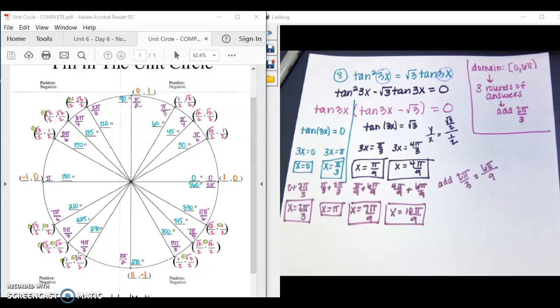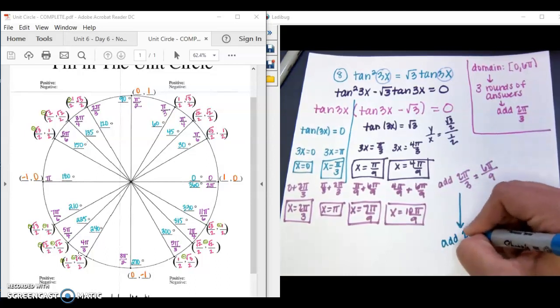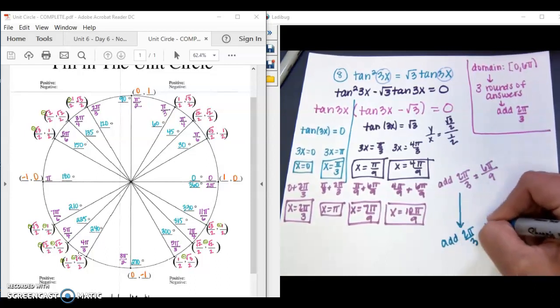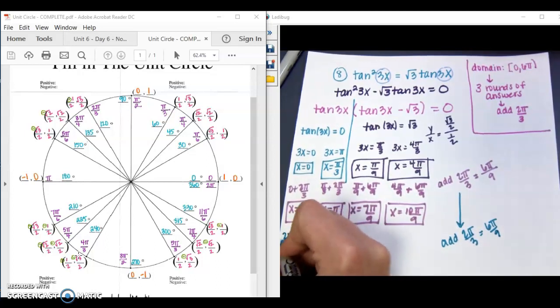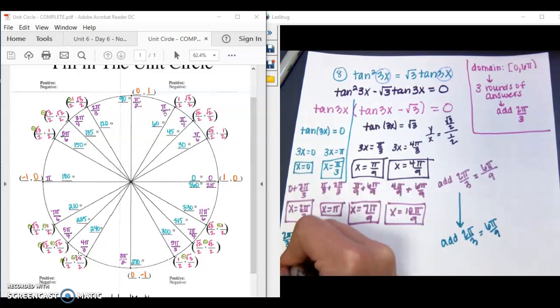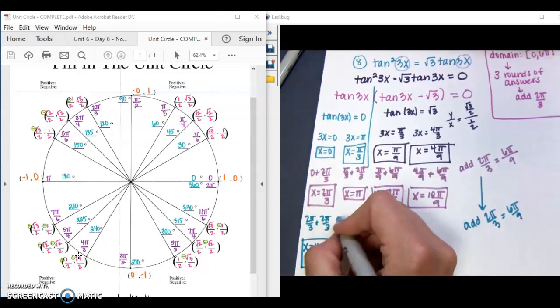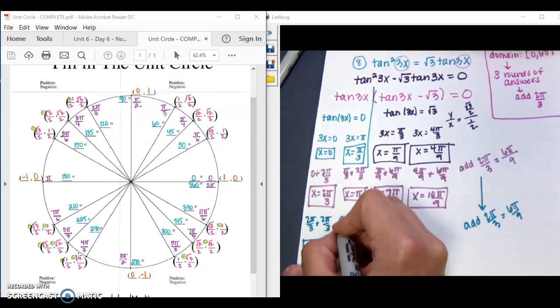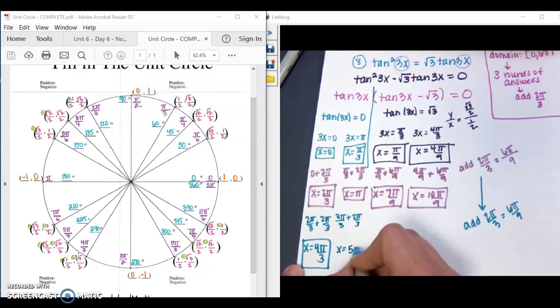So to get the third round, you're still adding the same thing. So you're adding 2 pi over 3, which is 6 pi over 9 if we need that. So 2 pi over 3 plus 2 pi over 3 gives us 4 pi over 3. And then if we're adding pi plus 2 pi over 3, we could change this pi to 3 pi over 3. So this would be 5 pi over 3.